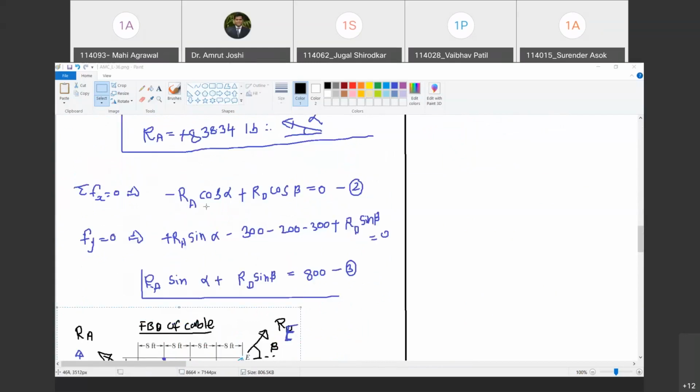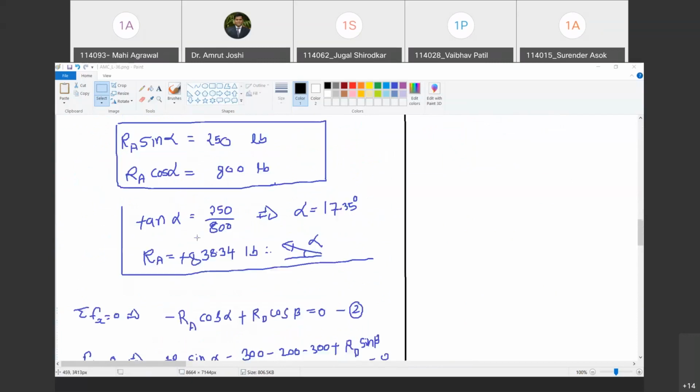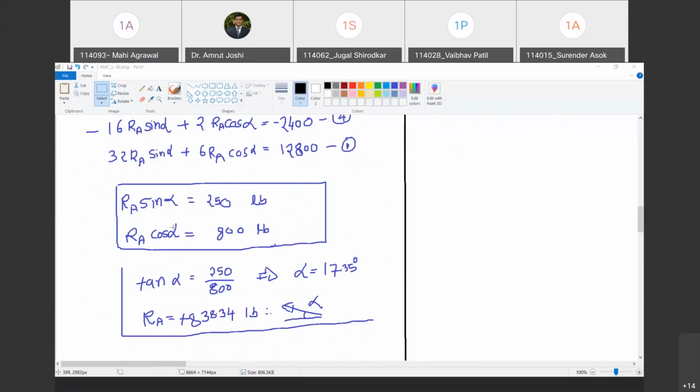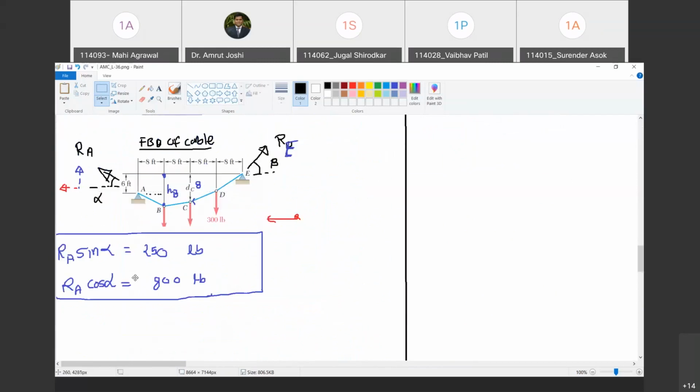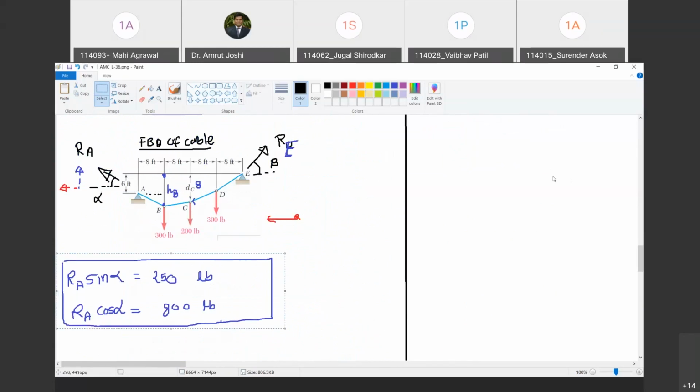Now tell me, RA cos alpha and RA sin alpha. Can we evaluate RA cos alpha and RA sin alpha? Yes, these values are already there. So let me also borrow these things. Are you with me? Yes, sir.